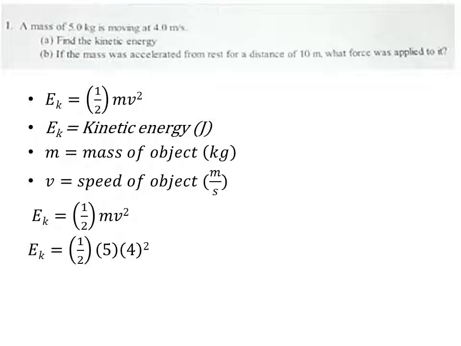So we're told that the mass is 5 kilograms and we're told that the velocity is 4 meters per second. So all we do is substitute into our formula. So 1/2 times 5 times 4 squared. 4 squared is 16. So 5 times 16 is equal to 80. And 80 divided by 2, or 80 times 1/2, is equal to 40. So the final answer is 40 joules of kinetic energy.